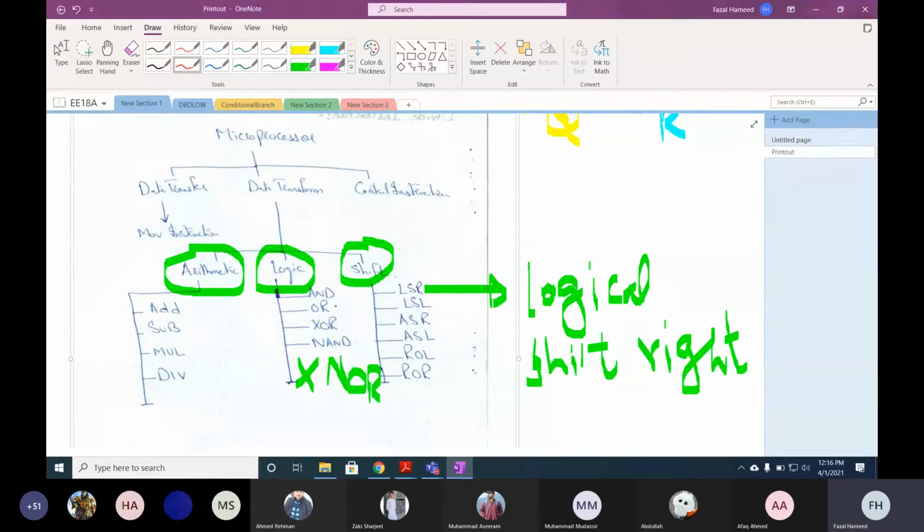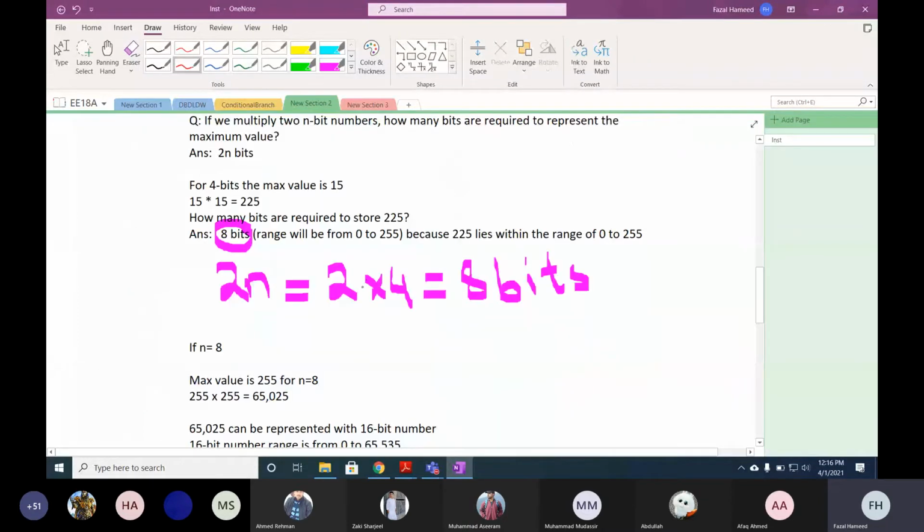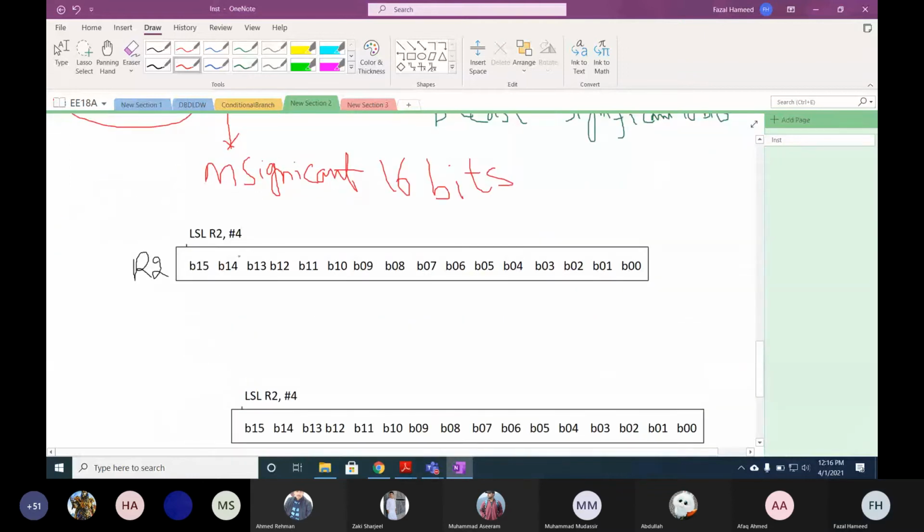So now another example of this is the logical shift. How can we do this? Let's assume we have used a register R2. We are using the register R2. So this is your register R2, and we are shifting it by 4 places.